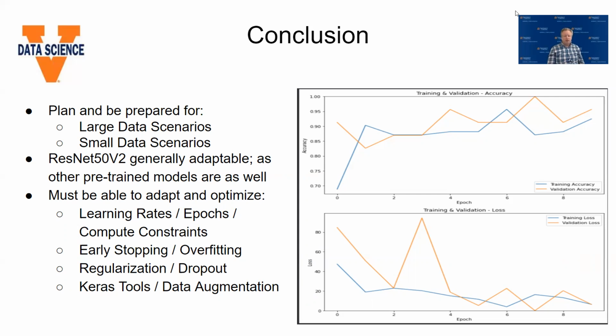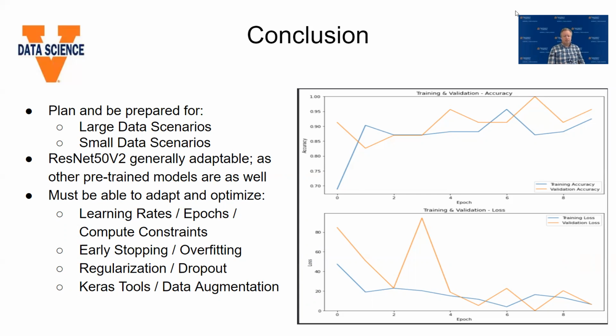We did learn that, as you're trying these different approaches and different experiments, ResNet 50 was just very adaptable, very flexible. The other models were as well, but ResNet 50 just seemed to be a really useful tool to try different experiments and see how it progresses.